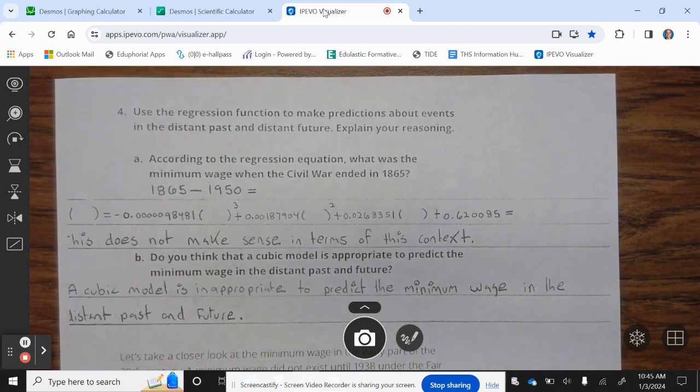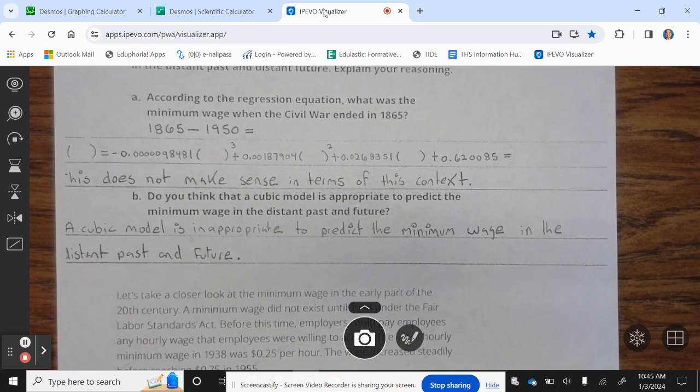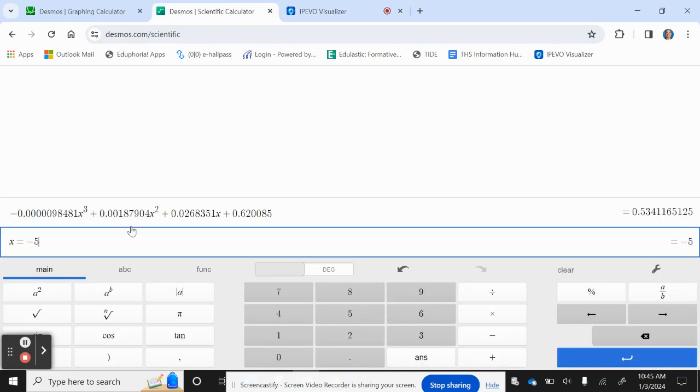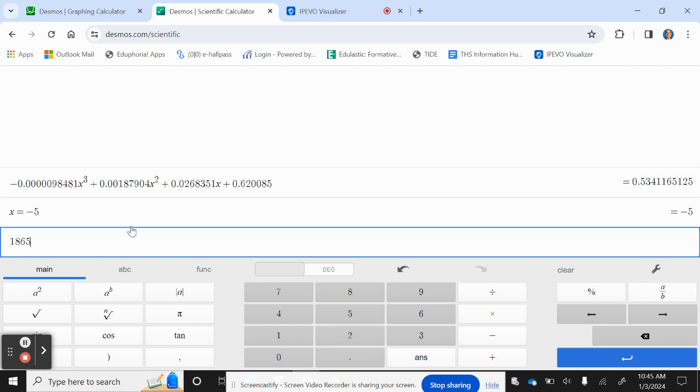Number 4. Use a regression function to make a prediction about events in the distant past and distant future. Explain your reasoning. 4a. According to the regression equation, what was the minimum wage when the Civil War ended in 1865? So we need to take 1865 minus 1950. So let's go and do that. 1865 minus 1950. So that is negative 85.